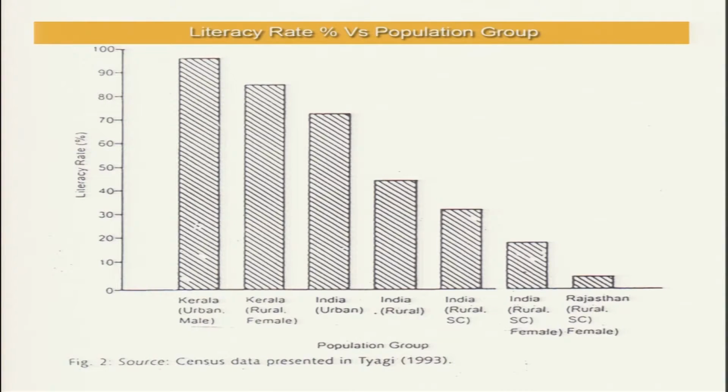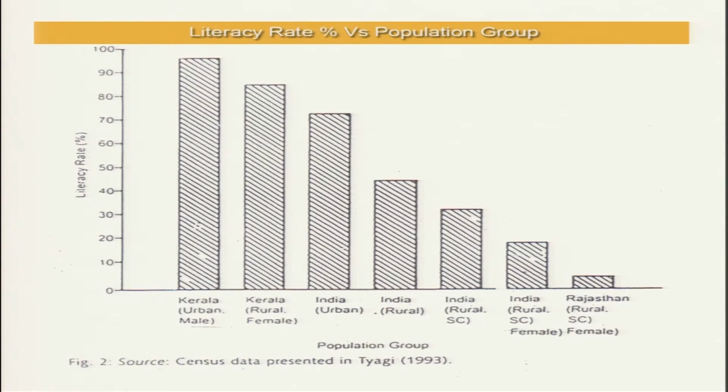Another important thing is that the literacy rate varies very widely in terms of the socio-economic background of population groups. For instance, if someone is from Kerala and lives in an urban area, and if someone is male, then the chance of his being literate is more than 90%.